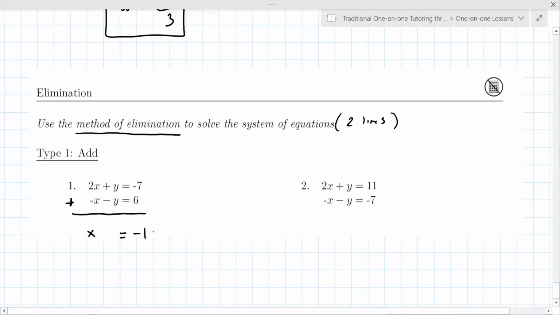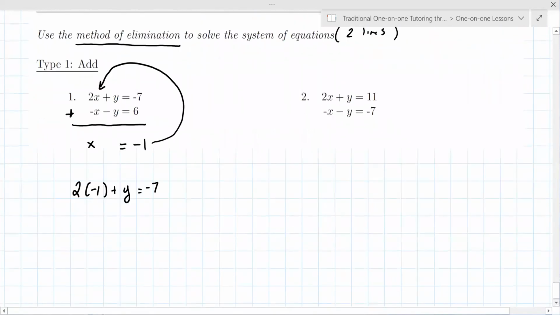So to get your y value, you have to put this x back in one equation or the other. Let's put it back in the first one. 2 times -1 plus y equals -7. So this is -2 plus y equals -7. Y equals -5.